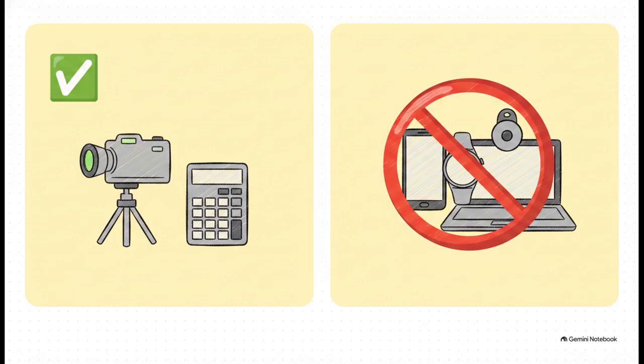Now for the banned side, do not even think about using your computer's built-in front-facing webcam. It's strictly prohibited. Also, you can't use your cell phone, no smartwatches, and definitely no graphing calculators or devices that feature a computer algebra system, or CAS. Using any of those banned items is a one-way ticket to a zero.